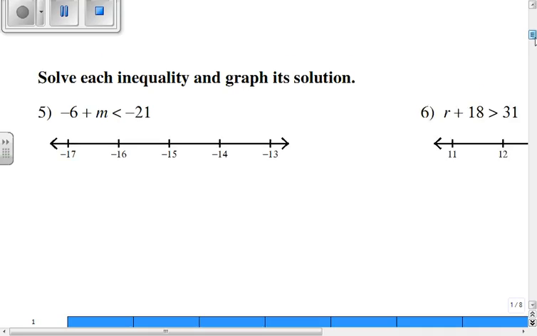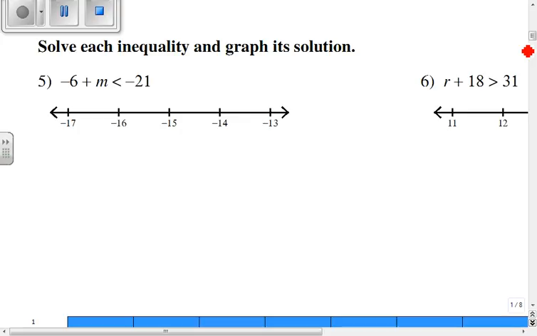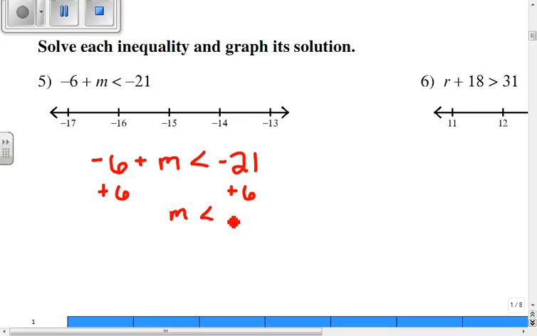For problem number 5, we're asked to solve each inequality and graph its solution. So the first thing we need to do is solve the inequality. We have -6 plus m is less than -21. Okay, so I've decided to add 6 to each side. M is less than, well, -21 plus 6 is -15.